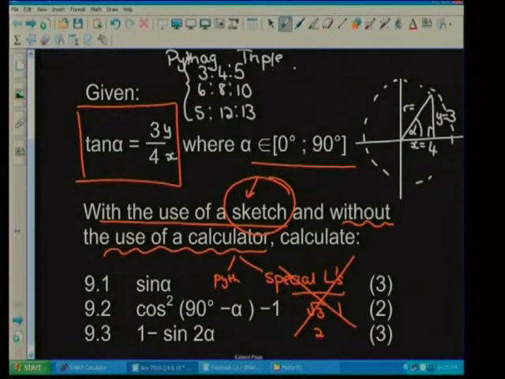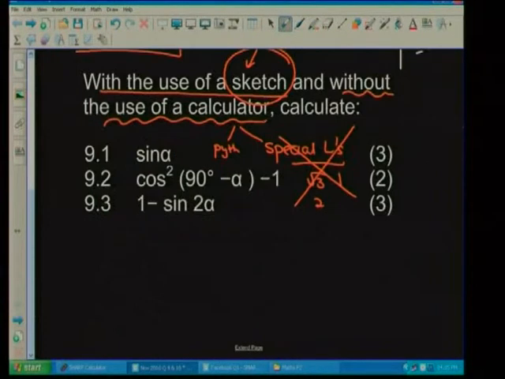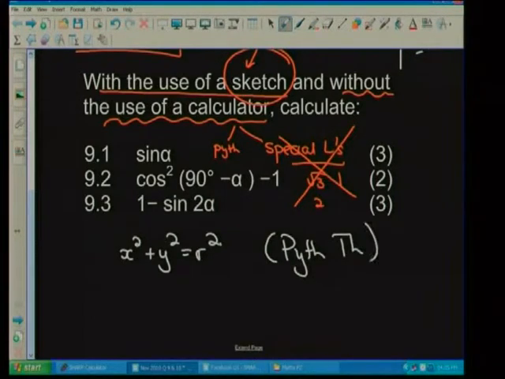Oh dear, I think I've just gone over the side. Anyhow, so what are we going to do? We're going to start off first of all by finding our missing bits. So we know that x squared plus y squared is r squared is the equation of a circle, or if you like, can be attributed to Pythagoras' theorem.